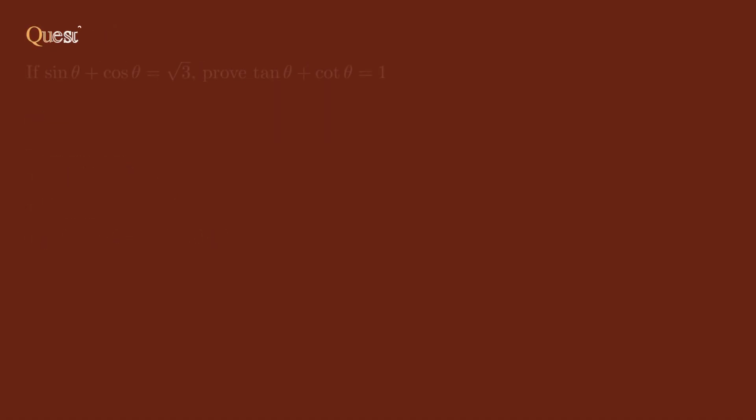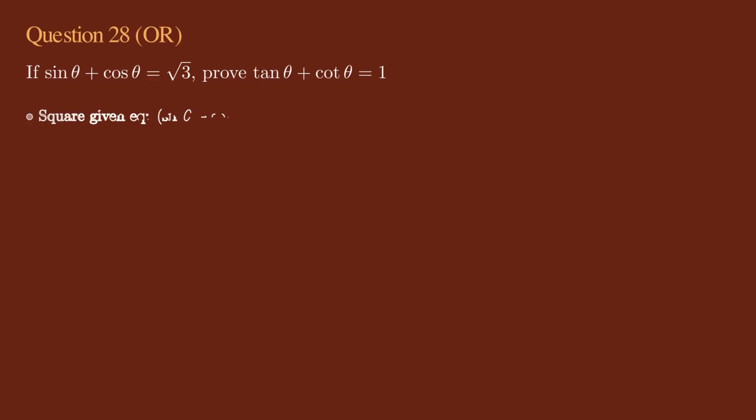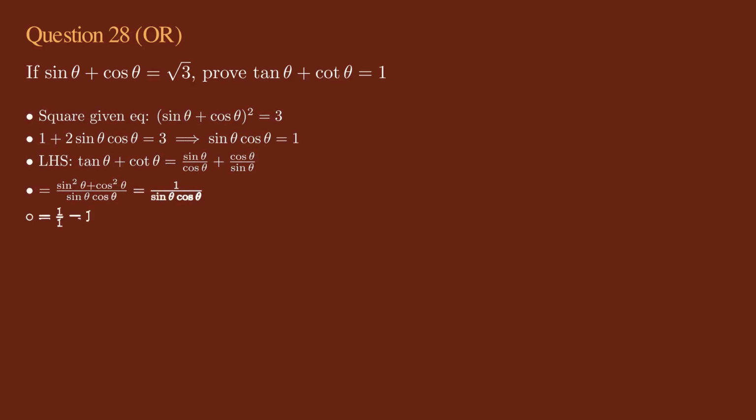Question 28 OR. If sine theta plus cos theta is root 3, prove that tan theta plus cot theta is 1. Squaring the given equation, we find that sine theta cos theta equals 1. Now, express tan theta plus cot theta in terms of sine and cosine. It simplifies to 1 over sine theta cos theta. Since sine theta cos theta is 1, the expression equals 1. Proved.